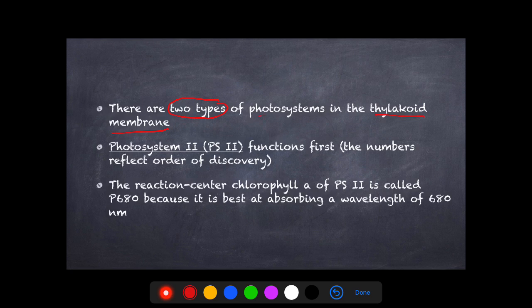Now, there are two types of photosystems in the thylakoid membrane. Both photosystems are part of the light reaction of photosynthesis. Both of these types of photosystems that we're going to talk about are part of the light reaction of photosynthesis.